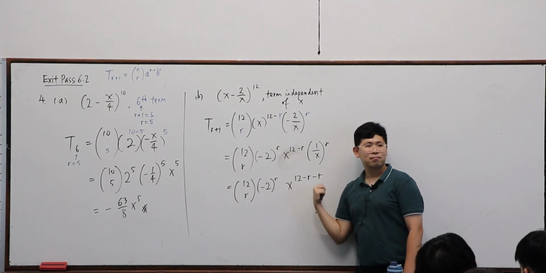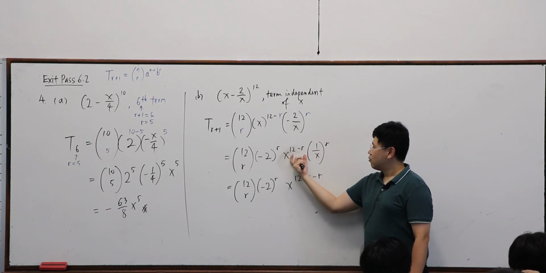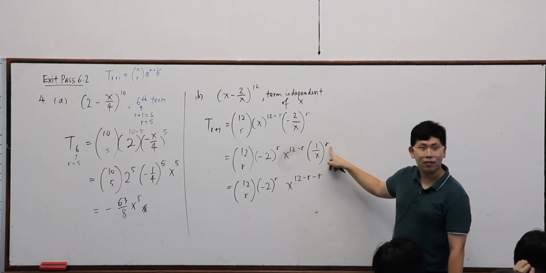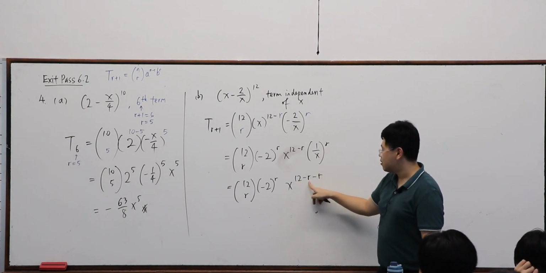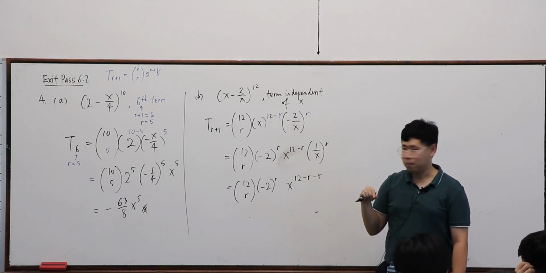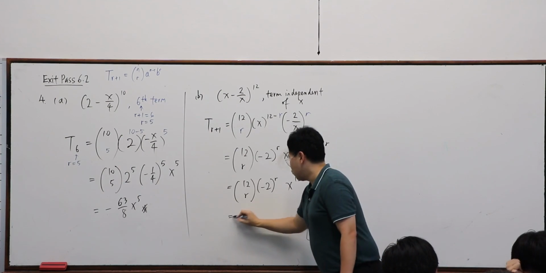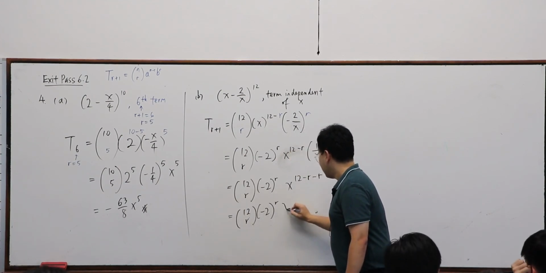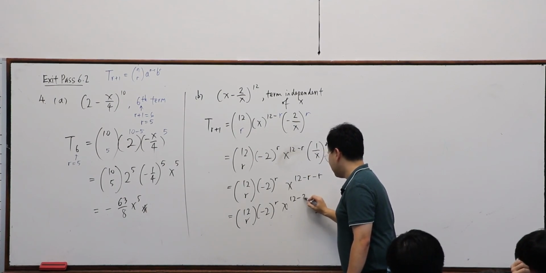Agree? Power 12 minus r, and this is x to the power of negative r. So by law of indices, 12 minus r minus r. Can? If you want one more step, 12 choose r, negative 2 to the power of r, x to the power of 12 minus 2r.